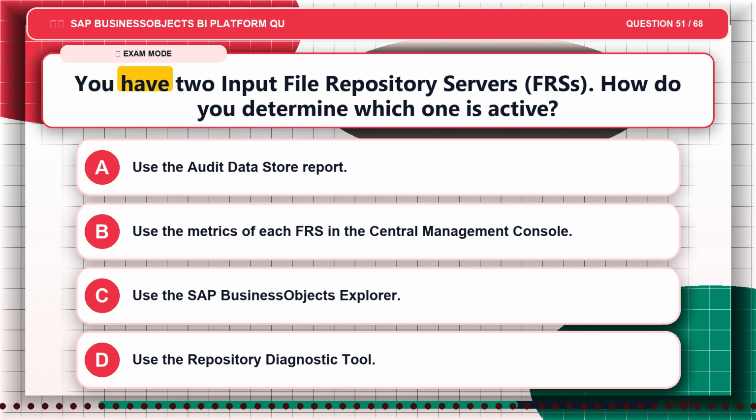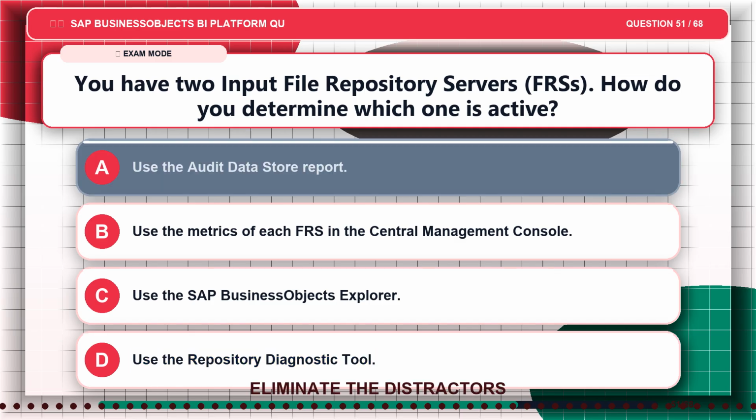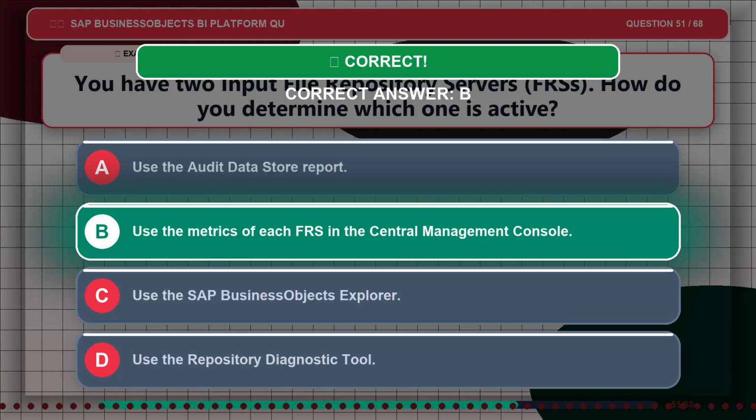Question 51. You have two input file repository servers, FRSs. How do you determine which one is active? Option A. Use the Audit Data Store report. Option B. Use the metrics of each FRS in the Central Management Console. Option C. Use the SAP BusinessObjects Explorer. Option D. Use the Repository Diagnostic Tool. The correct answer is option B. Use the metrics of each FRS in the Central Management Console.